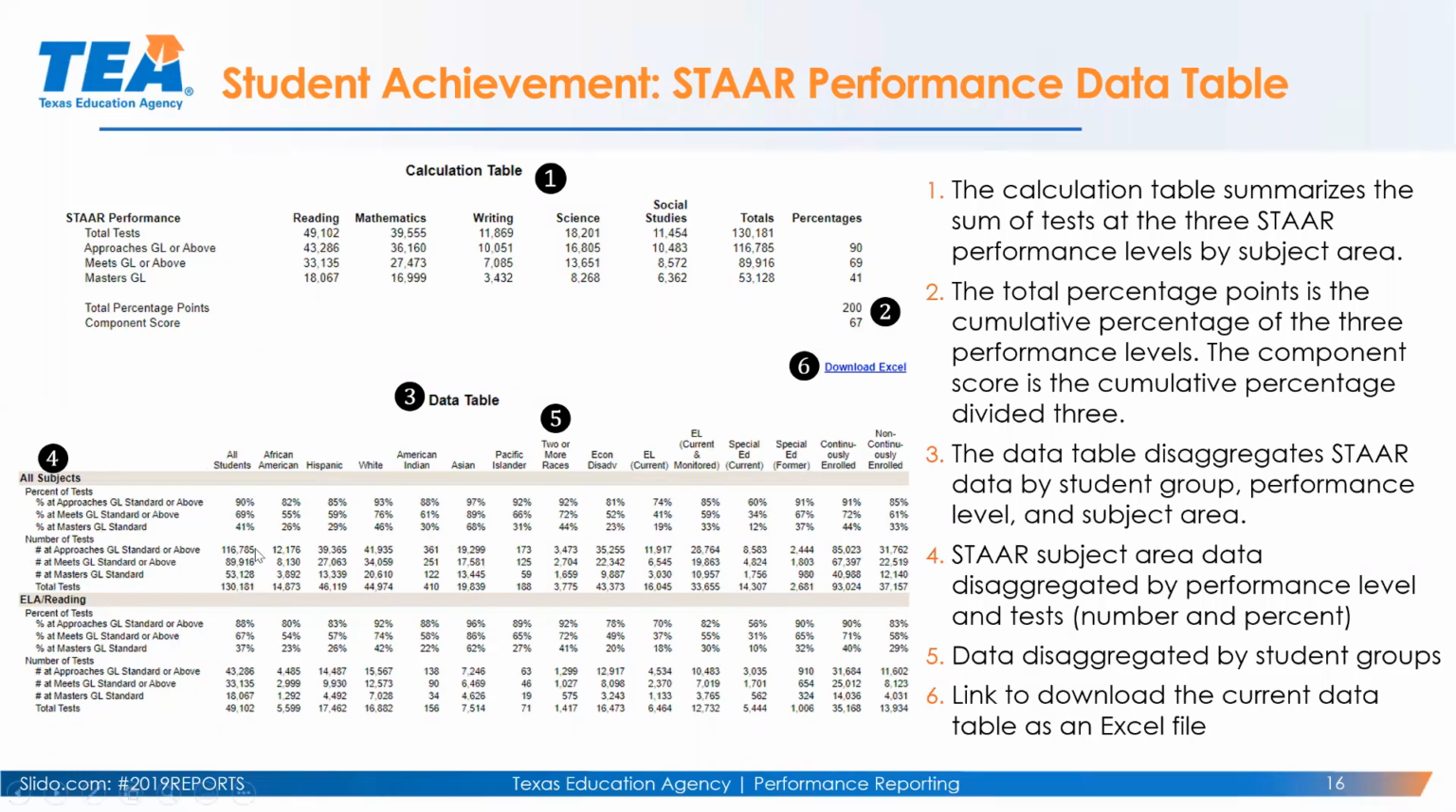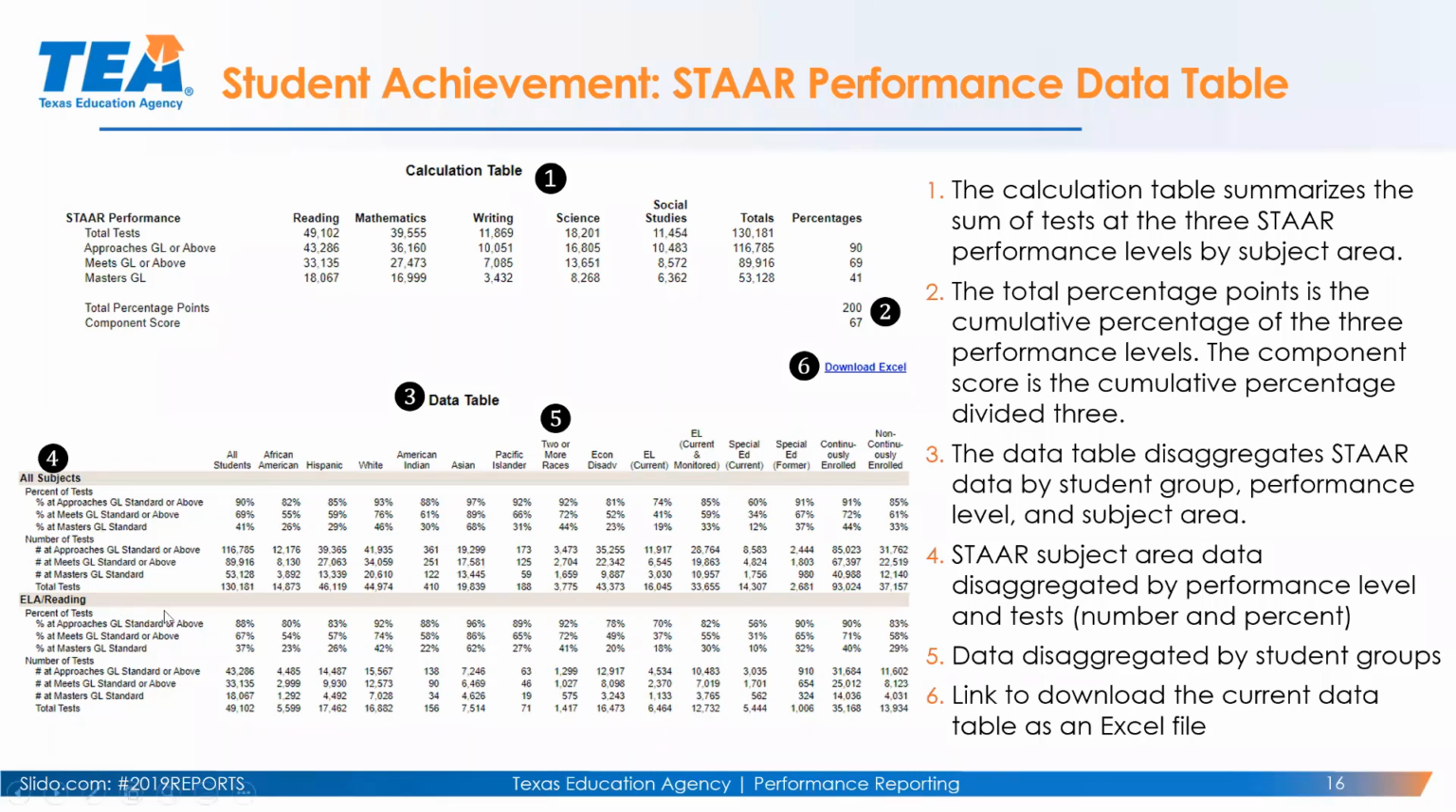So for the all subjects area in this particular district, I have 3 percentages. I just reviewed those two: 90% at approaches, 69% at meets grade level and above, and then 41% at masters grade level. Where did those percentages come from again?